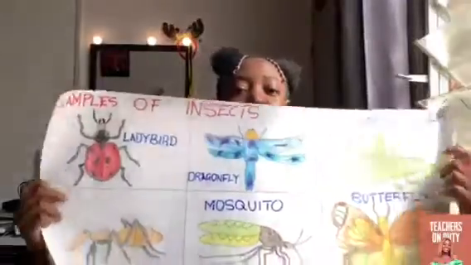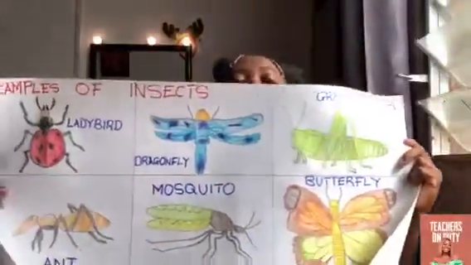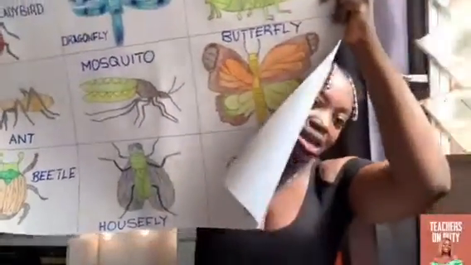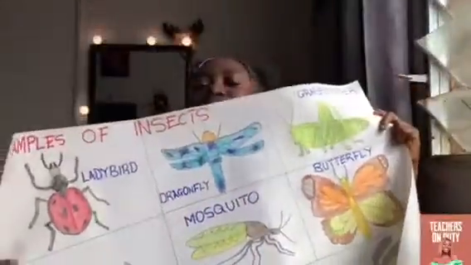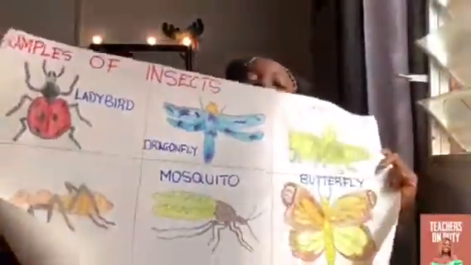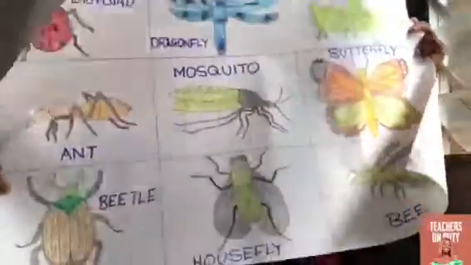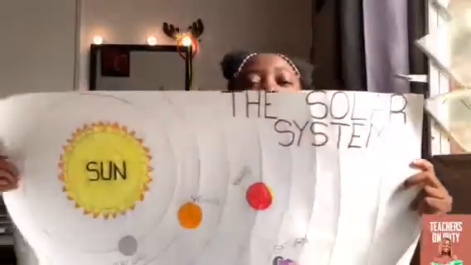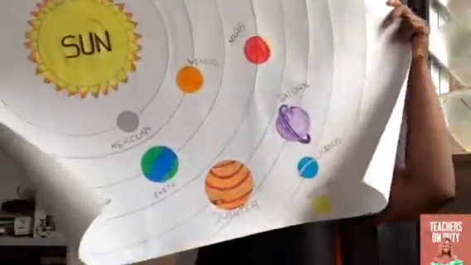And then the next one is also for classifications of animals. I drew something for insects. So we have some examples of insects here. Looking so nice and colorful. Yeah. And then this one is also for science, the solar system. So I drew something for the solar system.